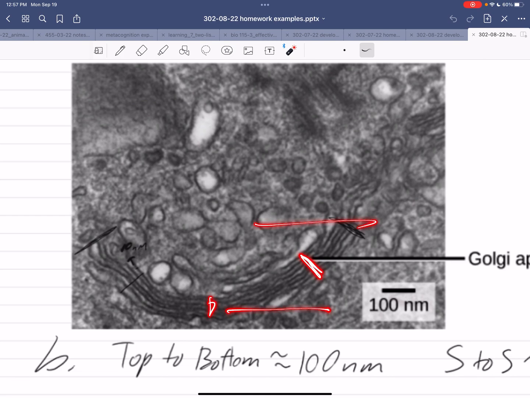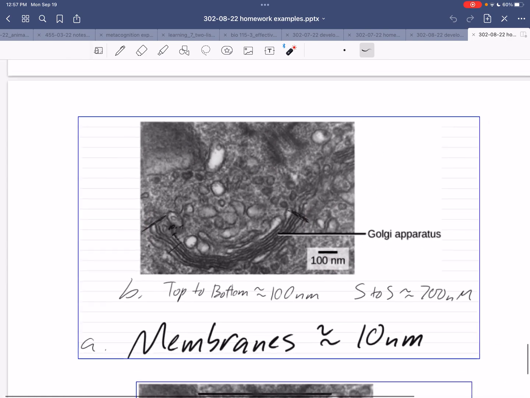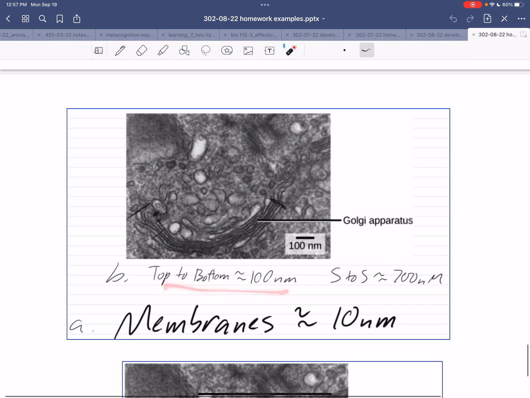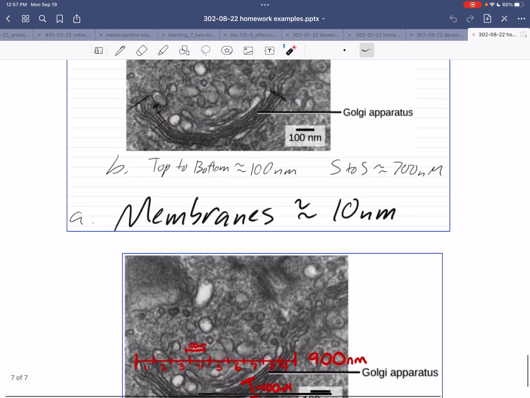Some people went the thickness this way, in which case, if you showed me this, you'd get closer to 250, 300 nanometers. And then the distance here to here is, ballpark, about 10 of these from here to here. And so that's in the neighborhood of 1,000 nanometers or 1 micron. And here's their logic. Top to bottom, 100 nanometers. Side to side, they went with 700. That's fine. And the membranes are about 10 nanometers.